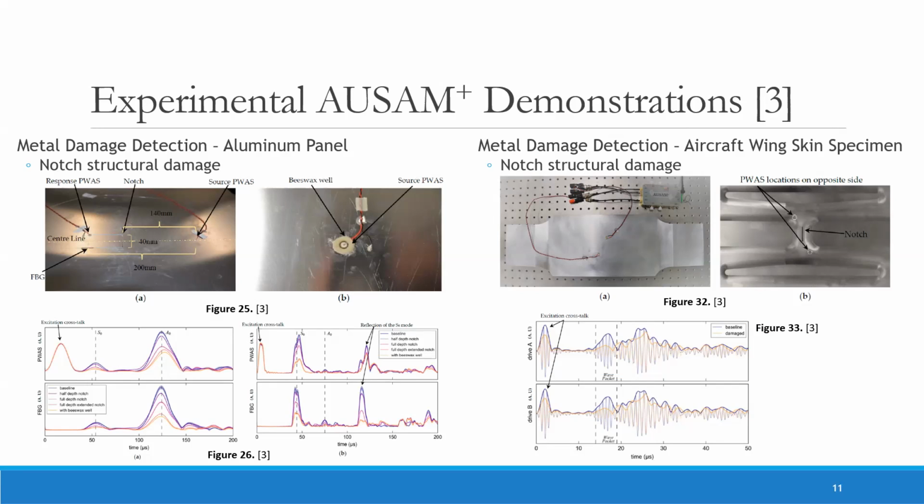At a low test frequency of 150 kHz, Figure 26A shows a decline in magnitude for the S0 and A0 wave packets, while the A0 mode was barely excited in the 550 kHz case in Figure 26B. For the aircraft skin specimen, Figure 33 shows that the chosen interrogation regime offers a good basis for inspecting the particular structure specific to the wave packet caused by the notch.